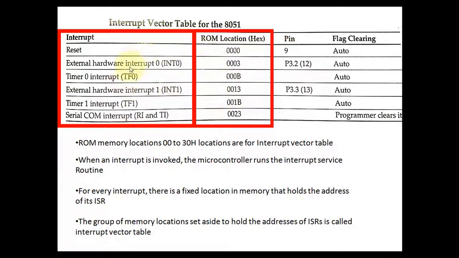Whenever this interrupt occurs, the hardware will automatically set logic 1 to this particular interrupt flag. Then, after servicing these interrupts, the microcontroller itself will clear these interrupt flags. But for the serial communication interrupt, the programmer has to clear the flag manually. I will tell you the difference when we write the code. Okay, so this is what we call the interrupt vector table.